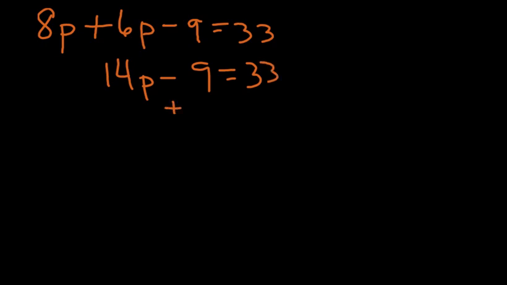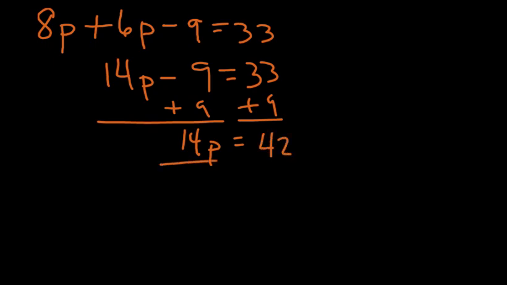Plus 9, that's 14p. 33 plus 9 is 42. Divide by 14. Divide by 14, and p equals 3.